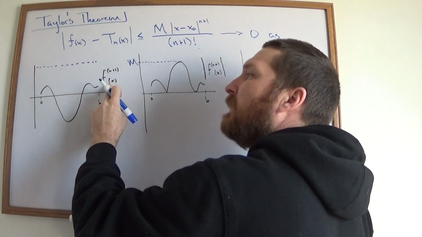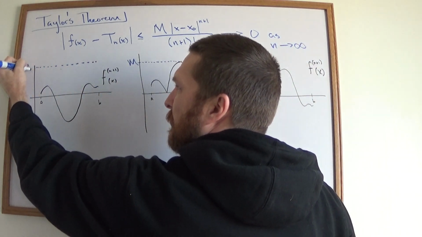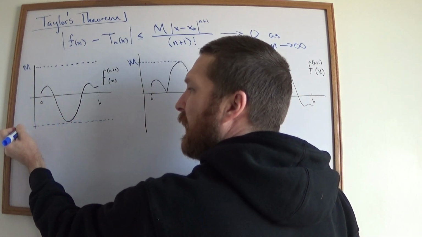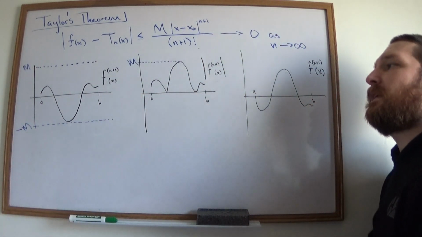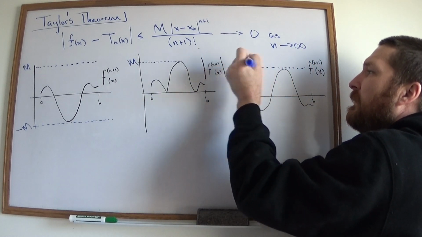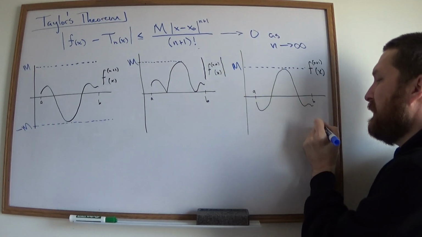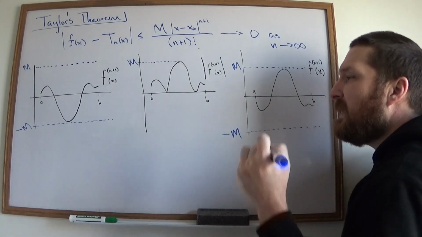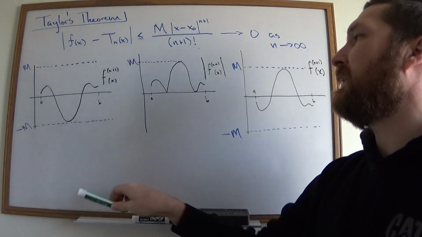the n plus first derivative of f is bounded above by positive M, and it's bounded below by negative M. And it doesn't matter if it looked like this to begin with or like this, because again, the most positive value is bounded above by positive M, and it's still bounded below by negative M. Now, let's think about this.